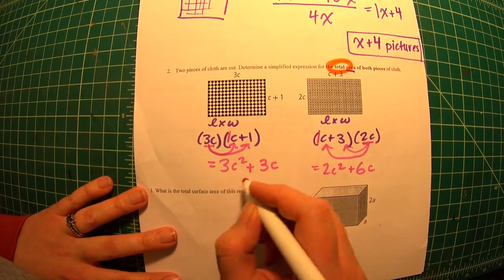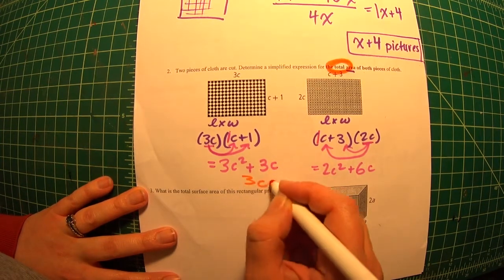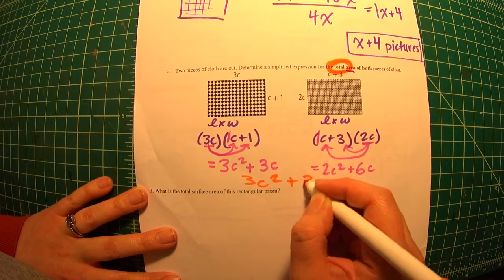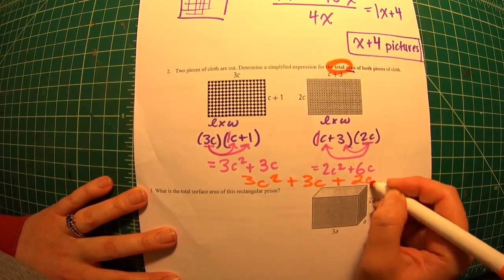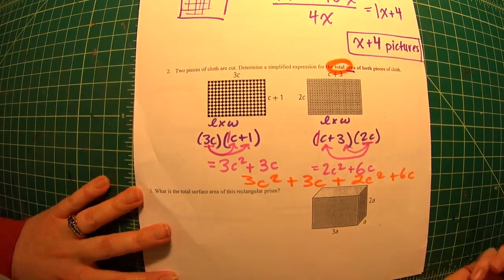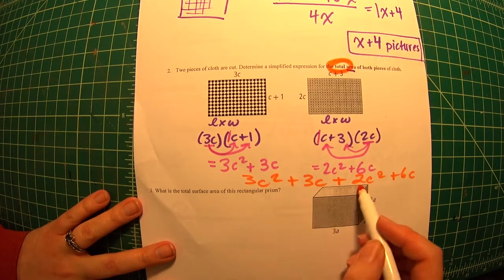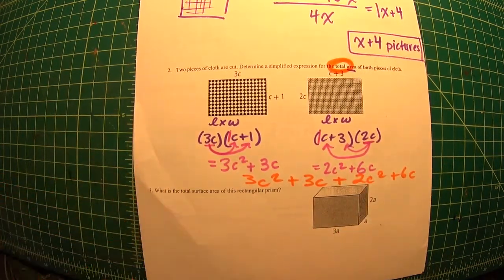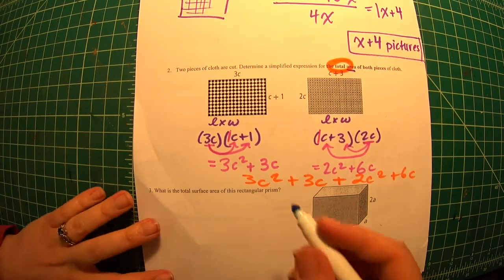I'm running out of space. So 3c squared plus 3c plus 2c squared plus 6c. I'm just adding both of those binomials together. Now when it comes to adding polynomials, I need to look at like terms.